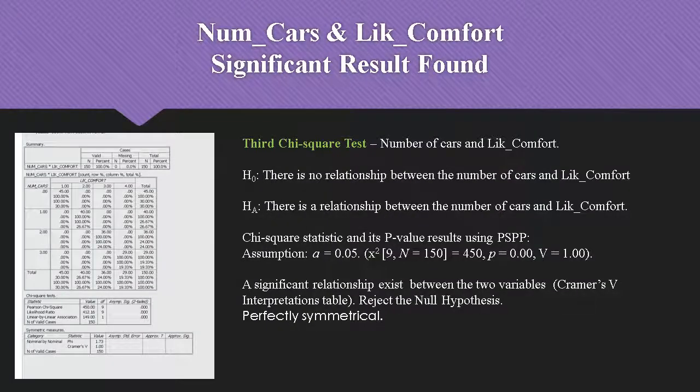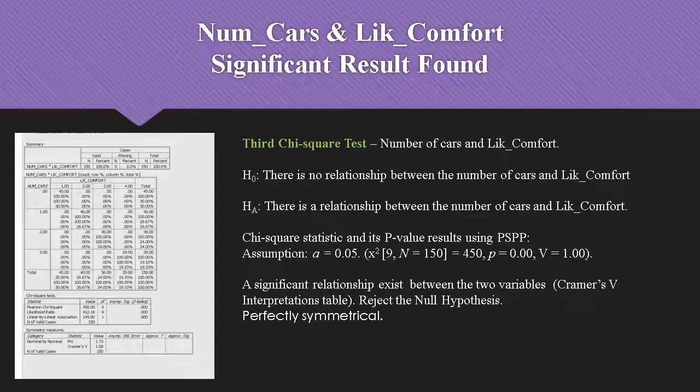Our last test, the number of cars owned by the respondents and the Likert comfort level of their financial status, we found significant results. The null hypothesis is that there's no relationship between the two. Our alternative is that there is a relationship between the number of cars owned and the Likert survey of their comfort level regarding their finances. Again, the alpha is 0.05.